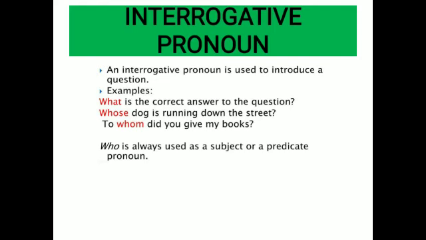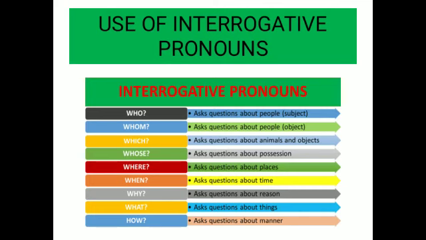When they are used as relative pronouns, they are used to show the relation. They are used to join two sentences about the same person or thing. But when they are used as interrogative pronouns, they are used to ask a question. Here we have a list of interrogative pronouns. You can pause the video and have a look over it, to see which pronoun is used to interrogate what.